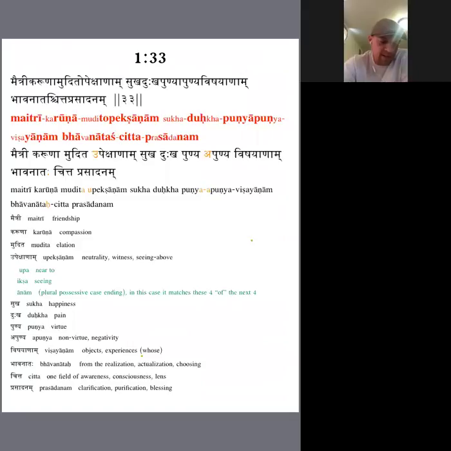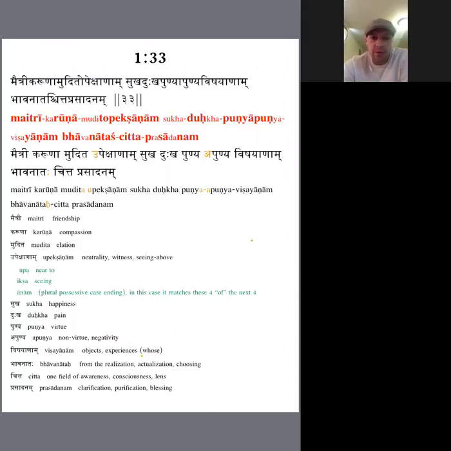In this writing format, which is common, there are a series of 4 things that are related to 4 other things. And so 4 things are listed and then 4 other things listed. And in their order 1, 2, 3, 4, they match up with the next 1, 2, 3, 4. So Maitri matches up with Sukha.